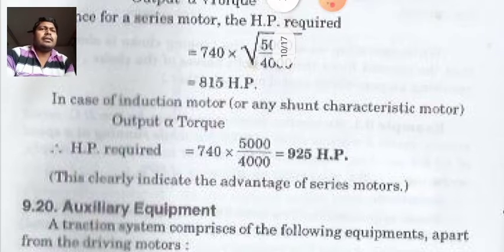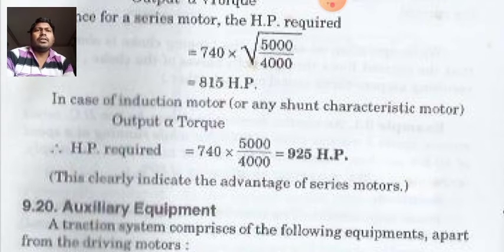In case of an induction motor or any shunt characteristic motors, output is proportional to torque. Here it is no more proportional to the square root of torque. Here the output is directly proportional to the torque. So HP required is equal to 740 into 5000 divided by 4000, which comes out to be 925 horsepower.